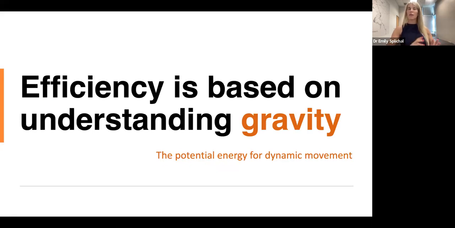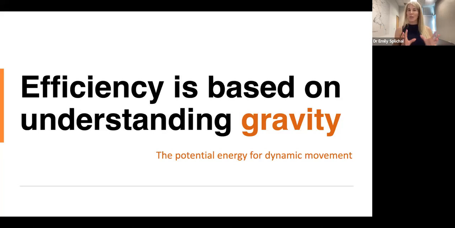Gravity is a very important sensory stimulation that we experience every day. Gravity is our body's potential energy. So every single time you walk and your foot strikes the ground, you are experiencing impact forces. Those impact forces are your body's potential energy. You are going to absorb them, store them somewhere in your body, and then release them when you take your next step. This is what efficient movement is based around.